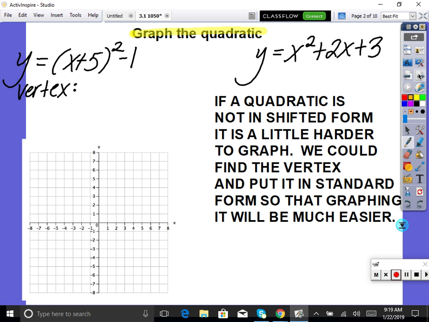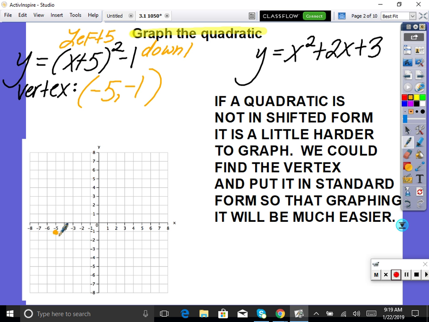But if it's not in shifted form, then for example like this, is really easy to graph. Let's say, what is the vertex? You tell me. You said the shift is left 5 and down 1. Therefore, the vertex is negative 5, negative 1. So negative 5, negative 1.